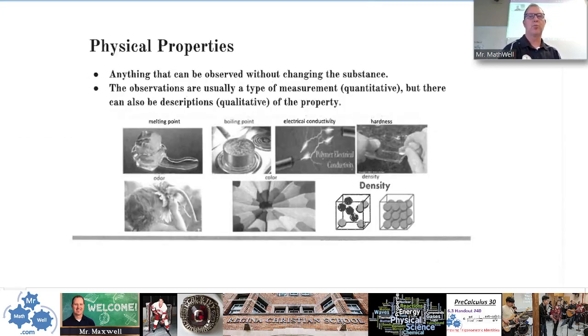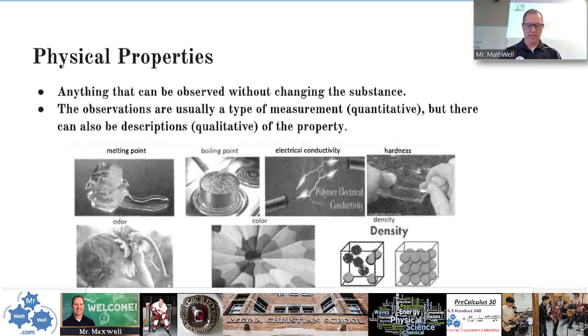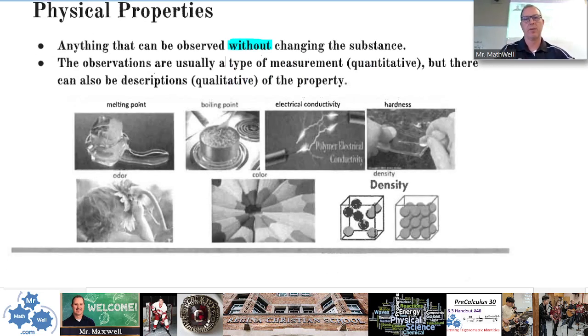What about physical properties? Well, the difference there is that physical properties are anything that can be observed without changing the substance. So here is your word that you want to put in your blank there: anything that can be observed without changing the substance. Observations are usually a type of measurement, so that's usually quantitative, but there are also some that are qualitative. So let's think about physical properties here, okay?